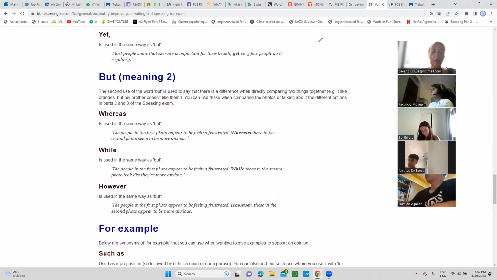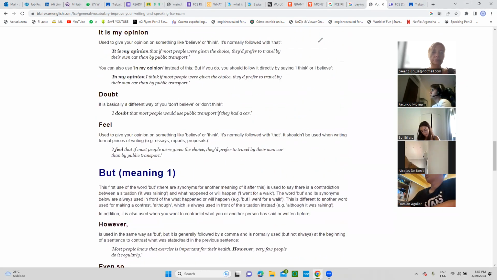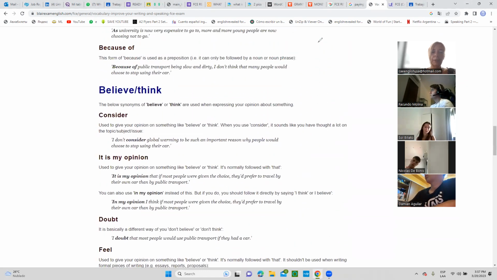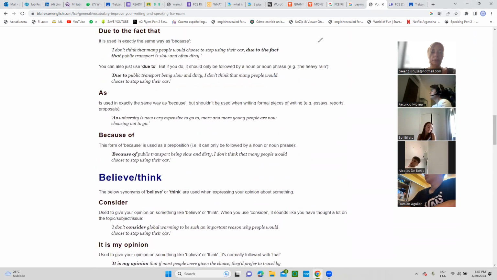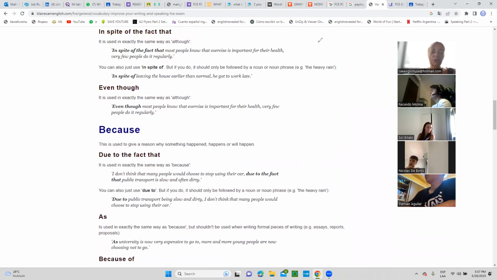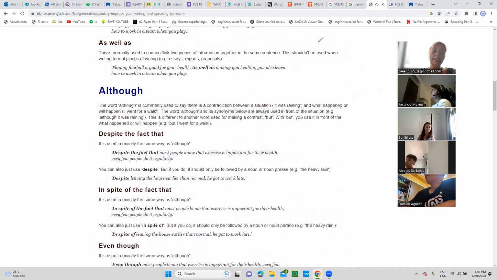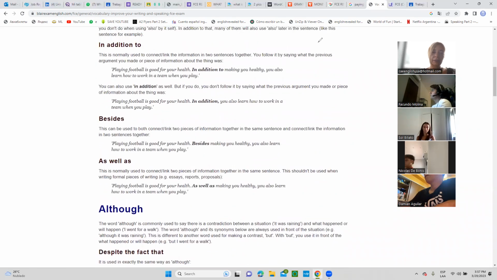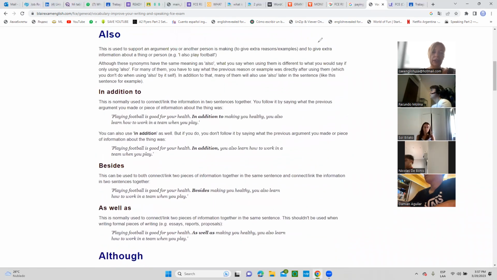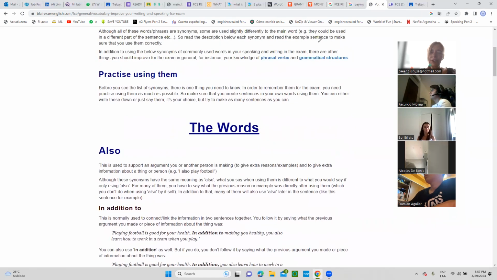Whereas, while, however, yet, no doubt, in my opinion, consider, because of, due to the fact that, even though, in spite of the fact that, despite the fact that, besides, in addition to, or in addition. Okay, so these are words for you to consider. Okay, and also considerably, noticeably, we saw those last class.